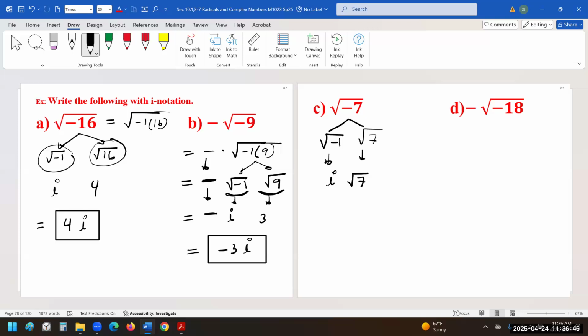So if you don't have a perfect square number under the radical, it doesn't become a whole number. It's not reducible. So you cannot reduce that. We'll leave it alone.